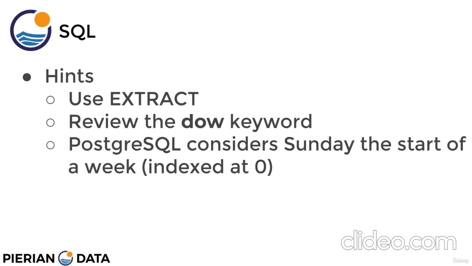So the hint is for this one, I would recommend using extract. And if you're stuck on what the keyword is for day of week, I would tell you to search the documentation or Google around for DOW as a keyword. And the last thing to consider is that PostgreSQL considers Sunday as the start of the week, and it's indexed at 0. So 0 corresponds to Sunday, and then 1 corresponds to Monday. Okay, here comes our solution.